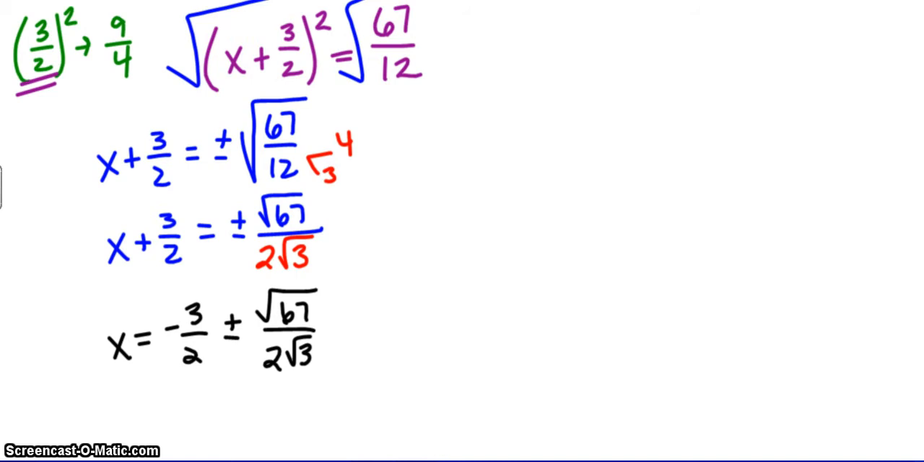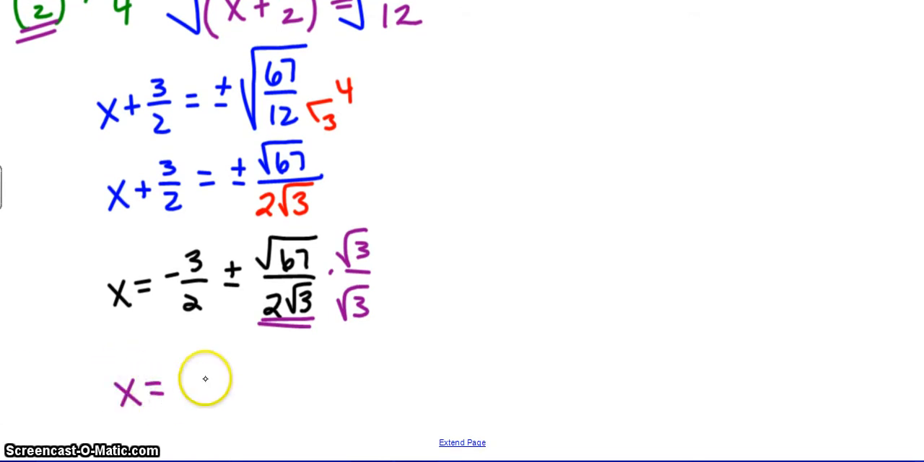Alright, now, you could leave your answer like this. Your calculator would understand what that answer means, but for mathematical notation, you might remember that we are not supposed to have square roots in the denominator, so we need to rationalize just this fraction. So I'm going to multiply the top and the bottom by the square root of 3, because that's the radical I'm trying to get rid of.